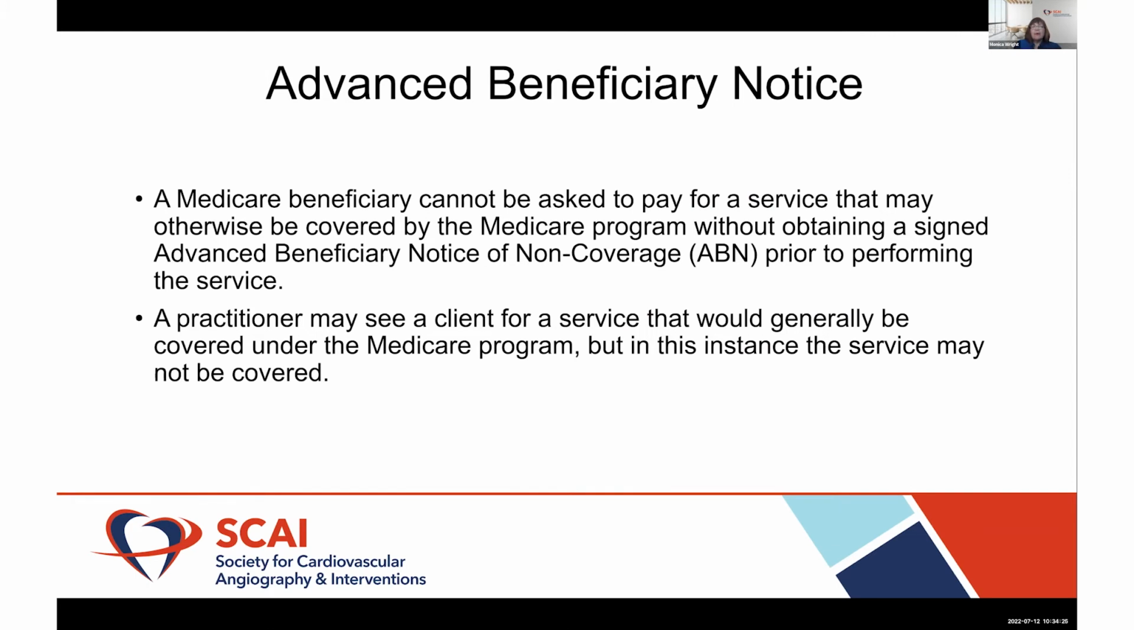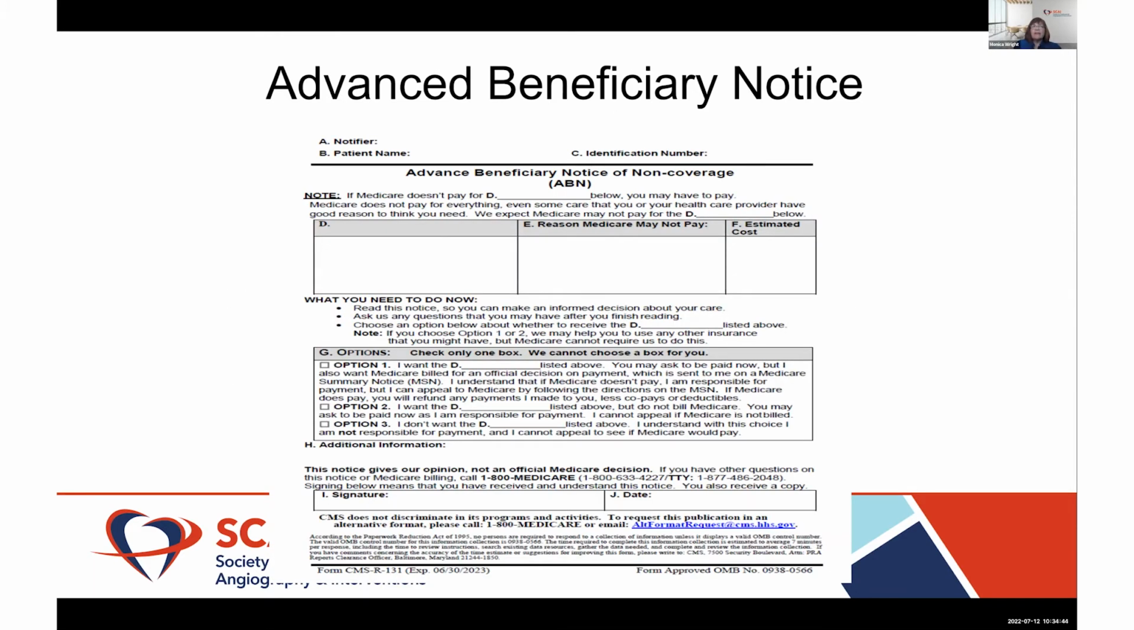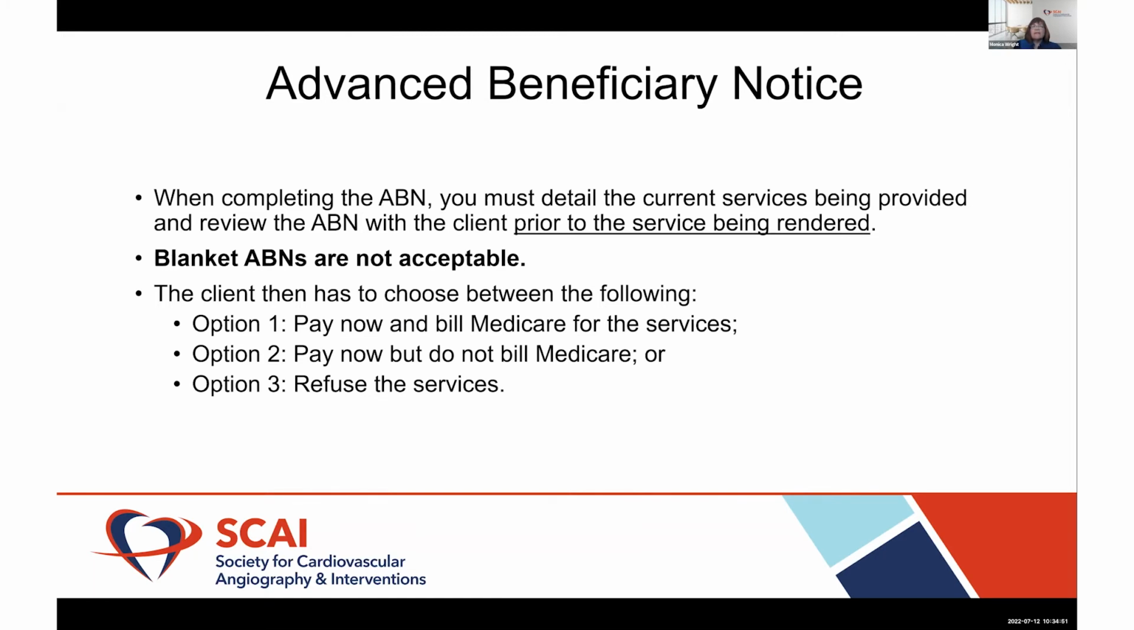The only time a par or non-par provider can bill the patient for services is when the services are not covered by the Medicare program. To do so, they must give the patient an advanced beneficiary notice, or ABN, prior to the service being rendered. A copy of the form can be found on the CMS website and looks like this. The notice must be specific to the service being rendered and clearly state why Medicare will not cover the service. A blanket ABN is not acceptable.